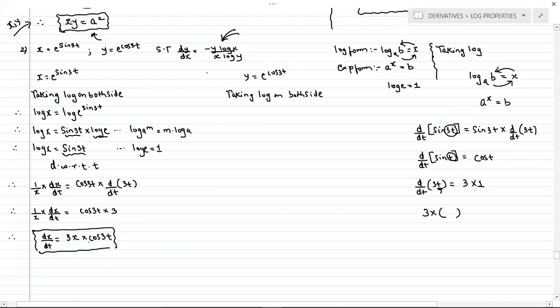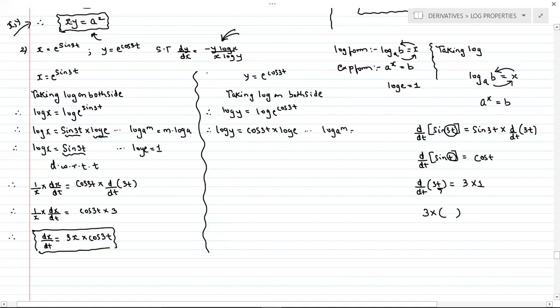Now we'll use the same fundamental to find dy upon dt. Taking log on both sides, you will get log y equals log e raised to cos 3t. Therefore, log y equals, this cos 3t will come down, using the property log a raised to m equals m into log a. Yes or no?